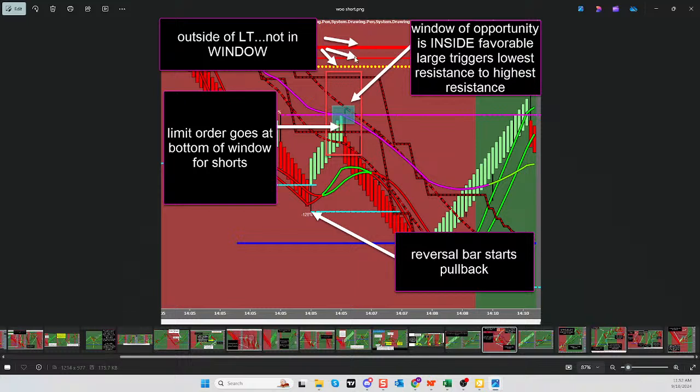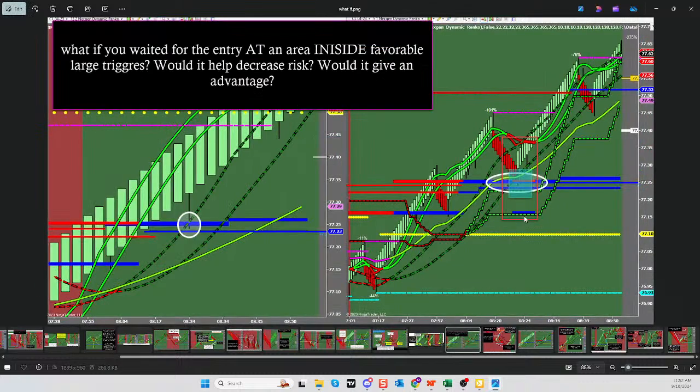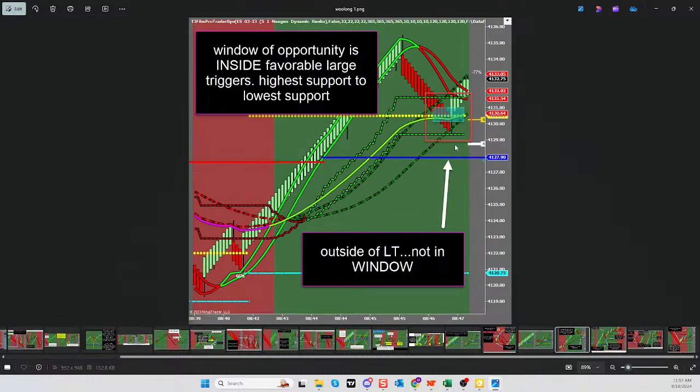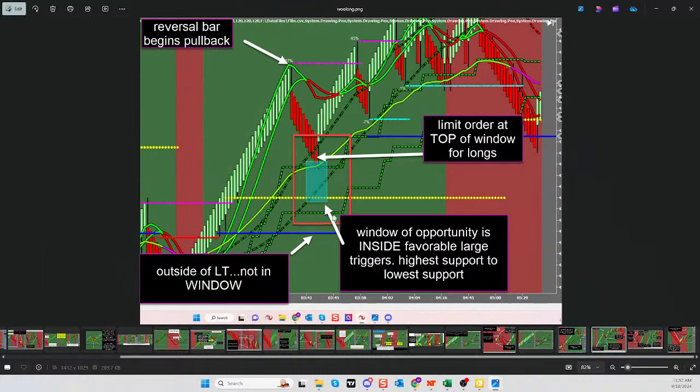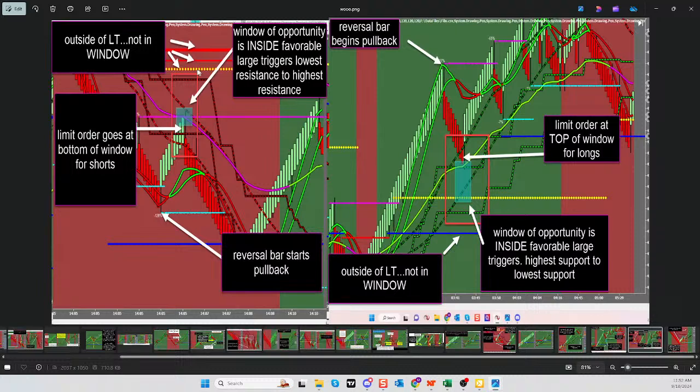We don't want price to go there to be in the trade. I don't want price to get below these triggers. So the wrong side of the triggers is below for a long or above for a short. Does that make sense?